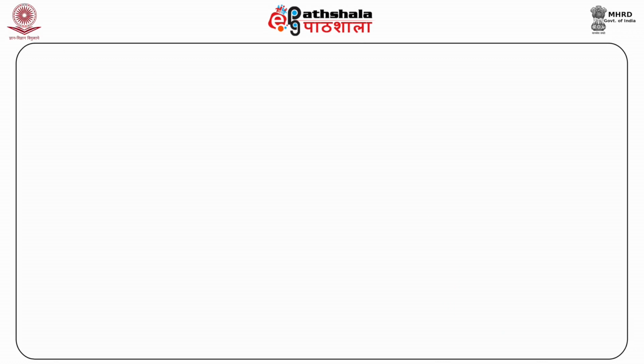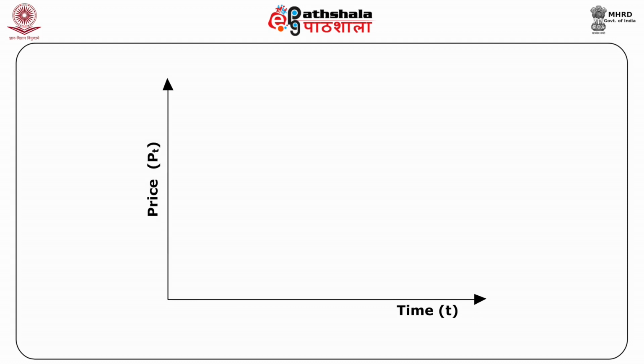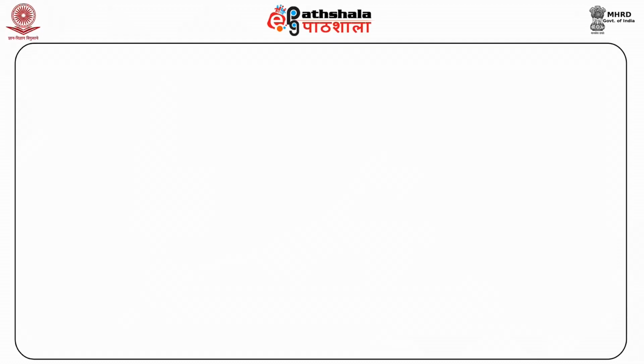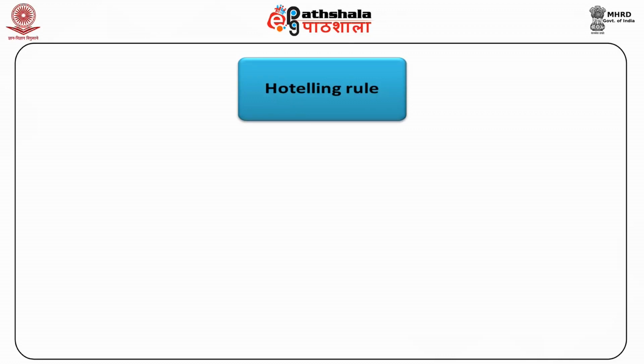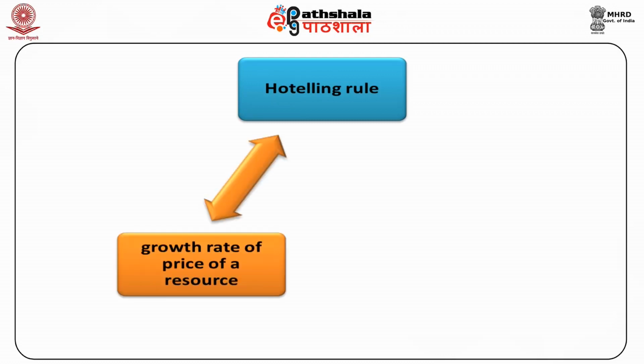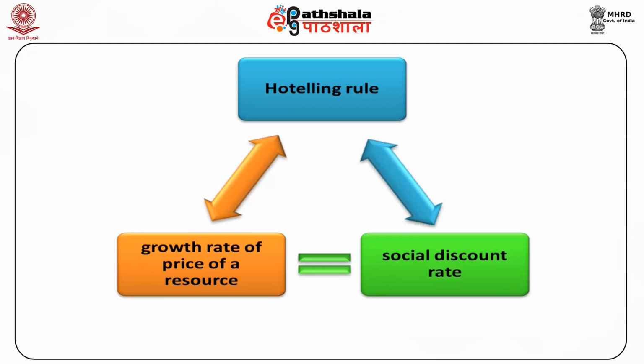Let us now explain Hotelling's rule diagrammatically. The x-axis represents time interval t, and the y-axis represents the price of the natural resource P_t. The upward rising graph shows the price growing over time. The Hotelling rule may be a necessary condition, but not a sufficient one. It requires that the growth rate of the price of a resource be equal to the social discount rate, but this may not be enough to generate a unique price path.